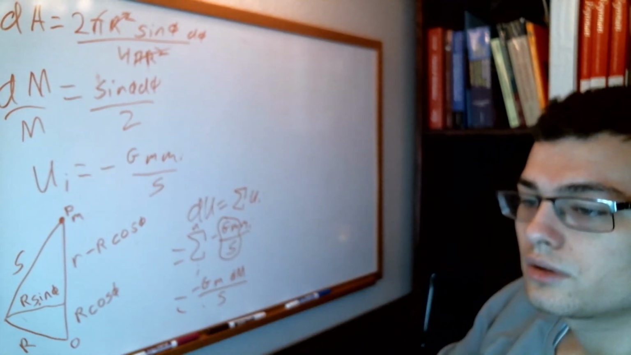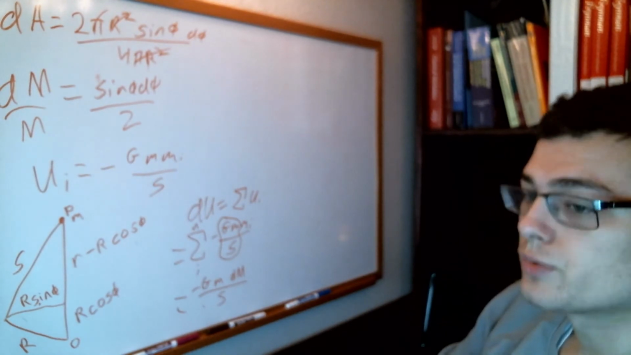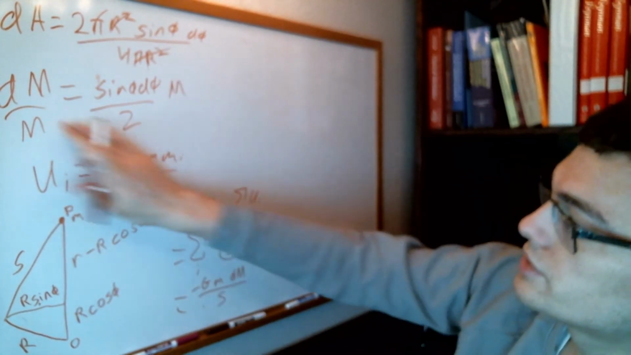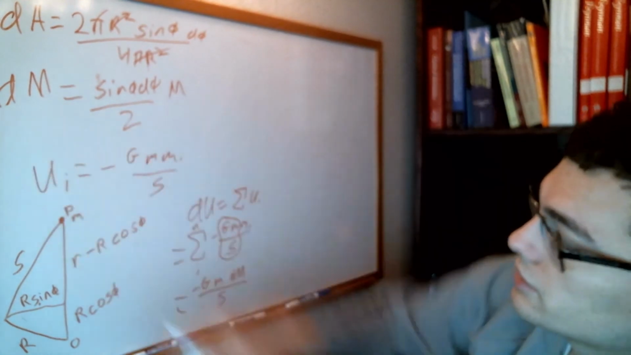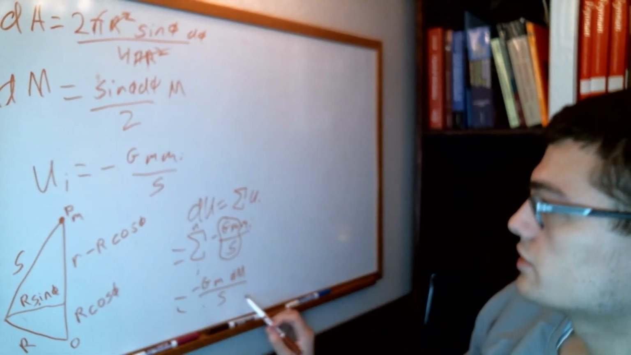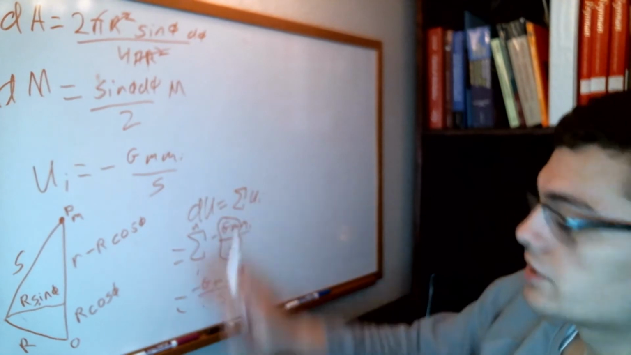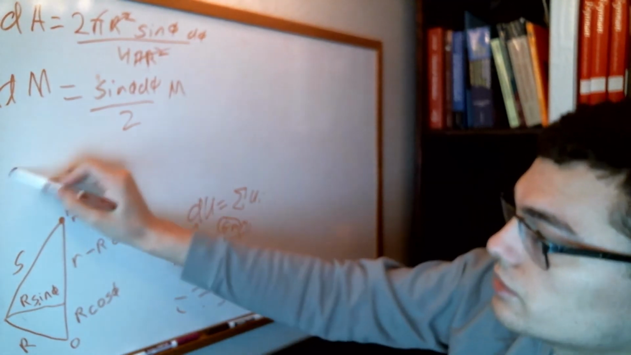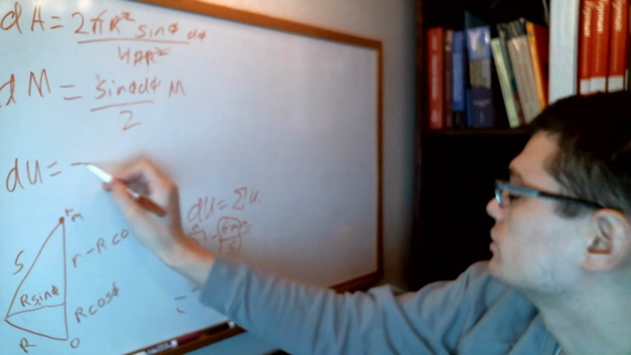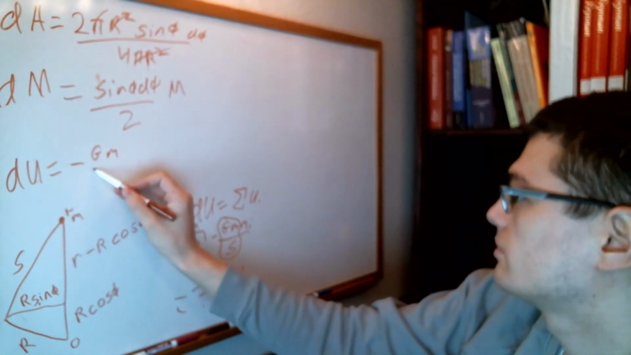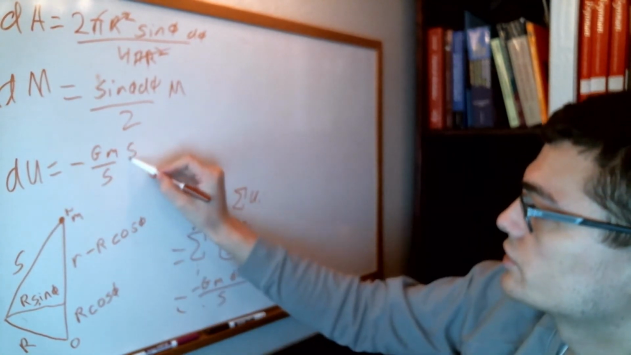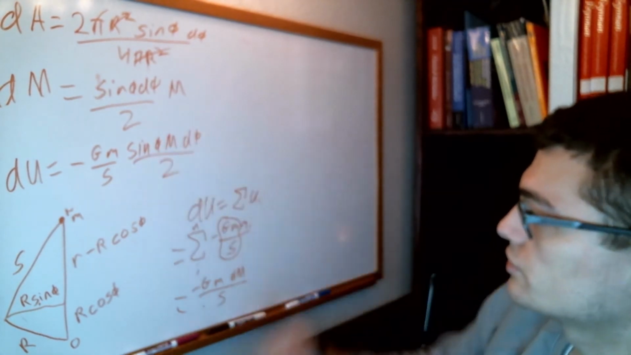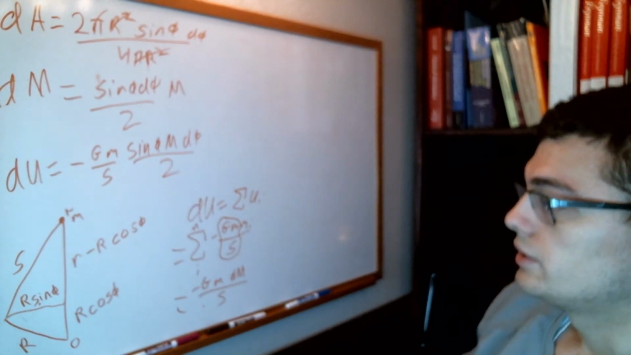And therefore, what we can do with this is say that dm is going to be equal to this. So we just multiply it out. And so now we can plug that into our equation here. So let's do that. And so then we get that dU is going to be equal to negative G M over s times dm, which is going to be sine phi M d phi over 2. Okay.